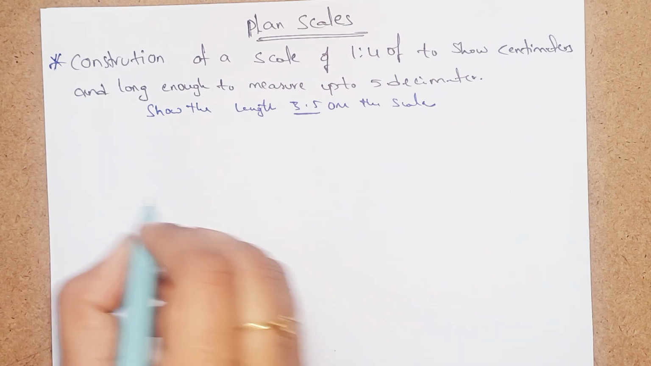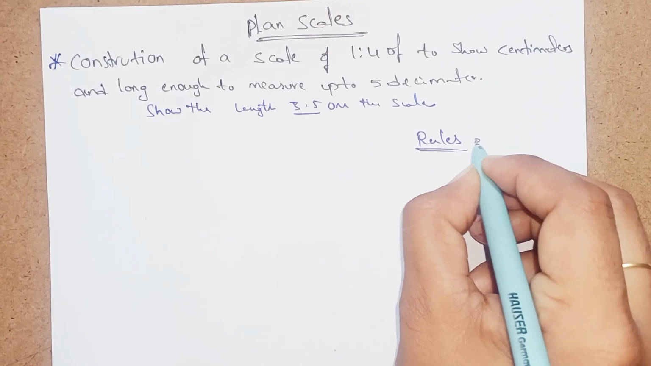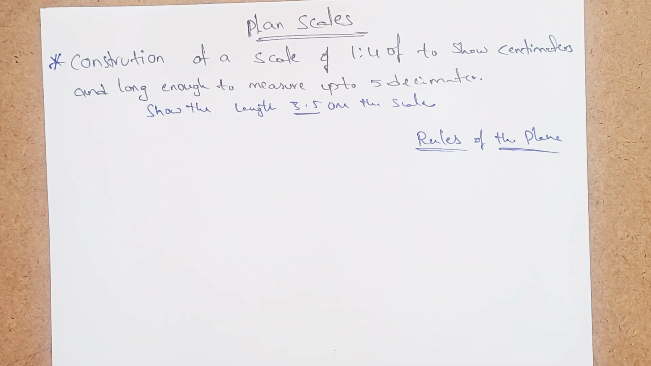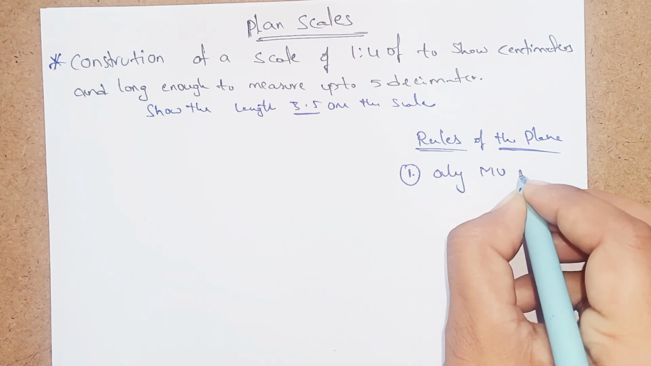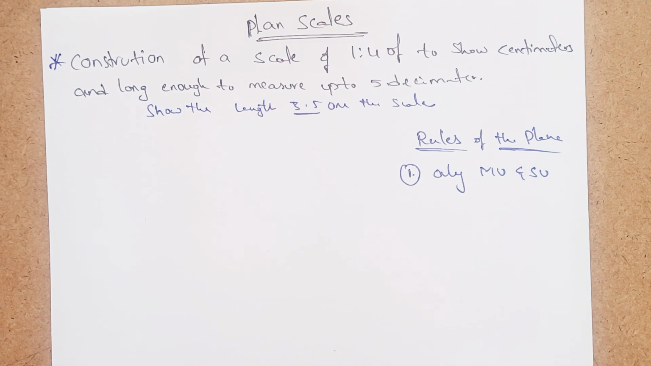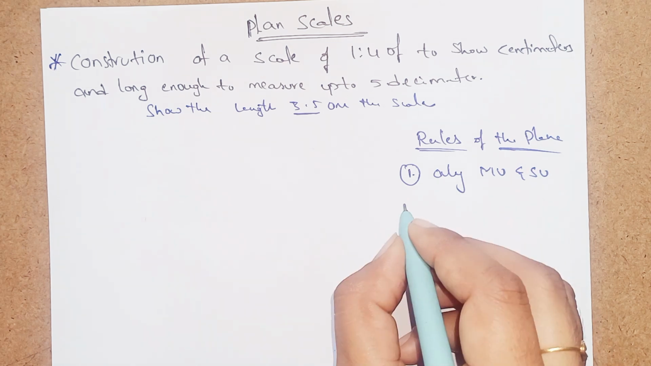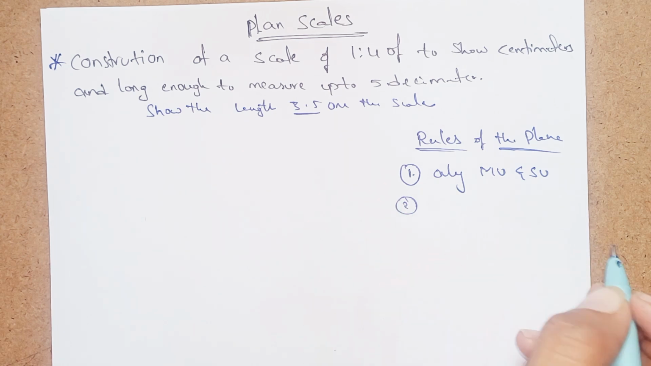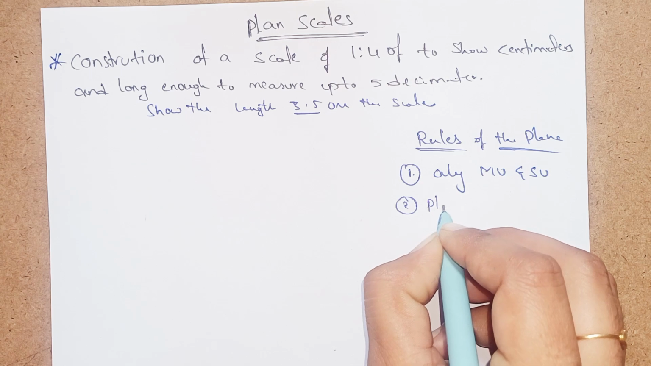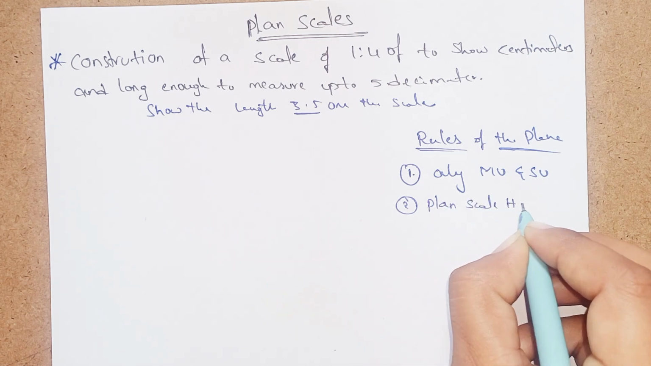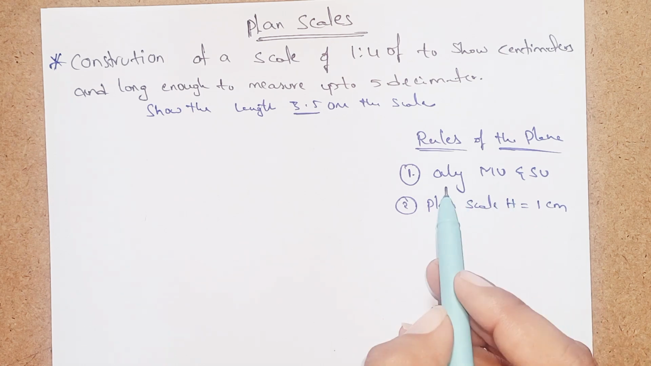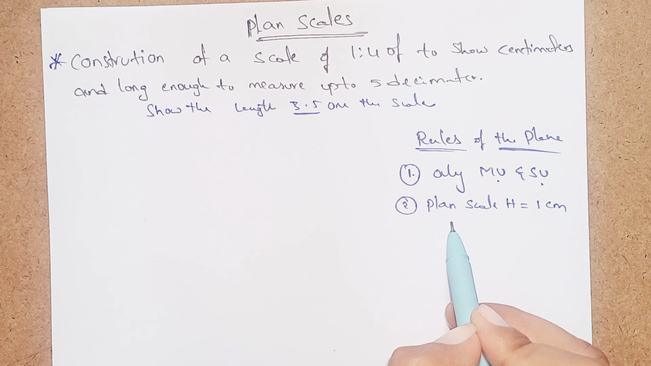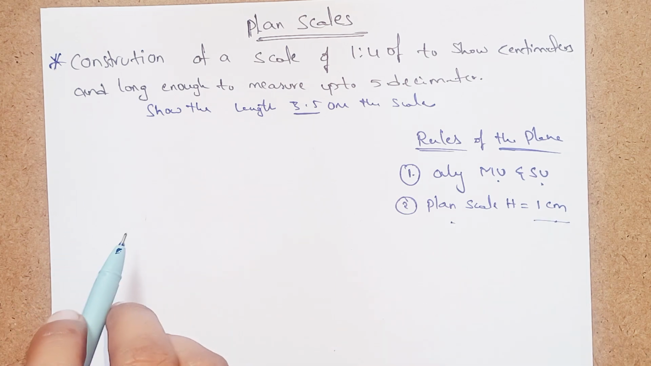So, the rules and regulations of the plane scale. How to remember 2 points: the first rule is that there is only main unit and subunit. And the second rule is that the plane scale height h is equal to 1 centimeter only. In any question or diagram with a plane scale, rule 1 is only main unit and subunit, and rule 2 is that the height of the plane scale is 1 centimeter only.